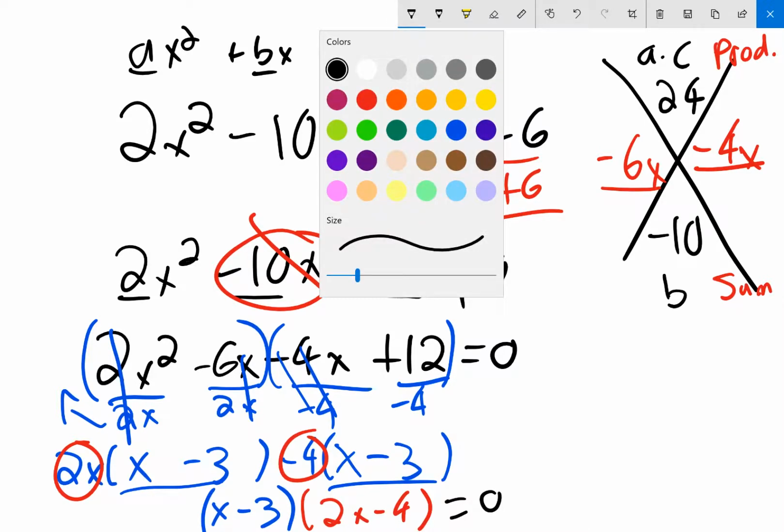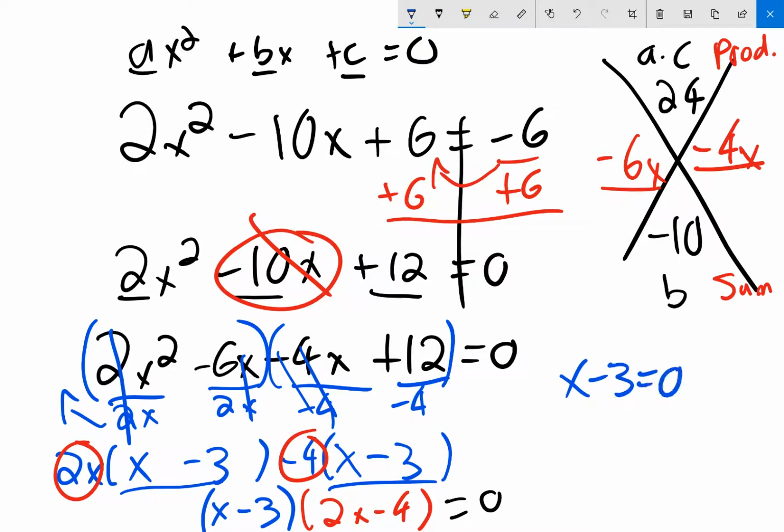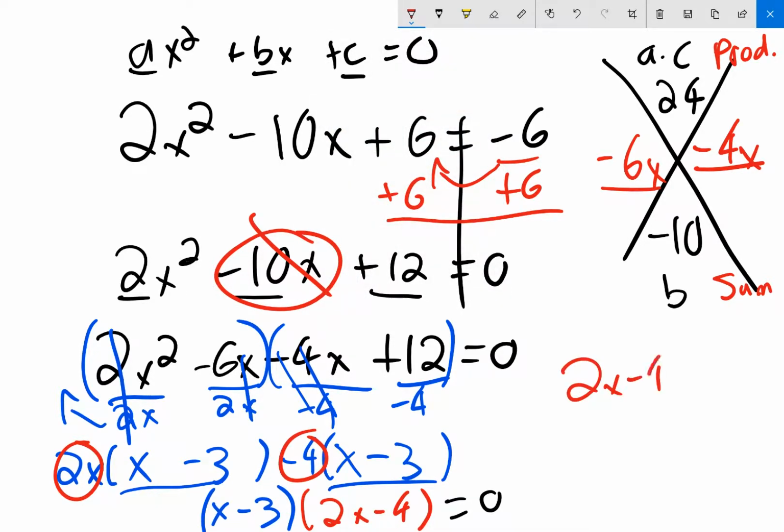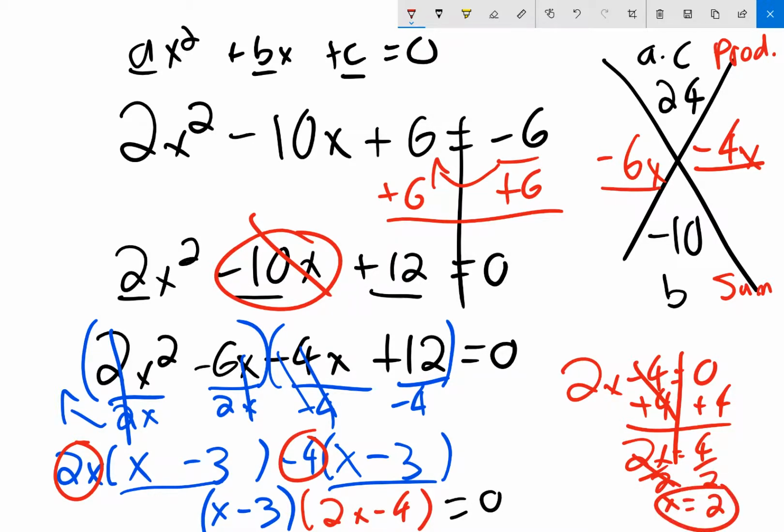So we're going to take x minus 3, set it equal to 0, and when you solve it, you get x equal to positive 3. And also, I'm just going to use the same space because I'm going to run out of room otherwise. Take the other one, the 2x minus 4, equal to 0, and solve it. So adding 4 to both sides, you get 2x equal to 4. And then when you divide by 2, you have x equal to 2. Okay, so x equals 3 and x equals 2 are my answers.